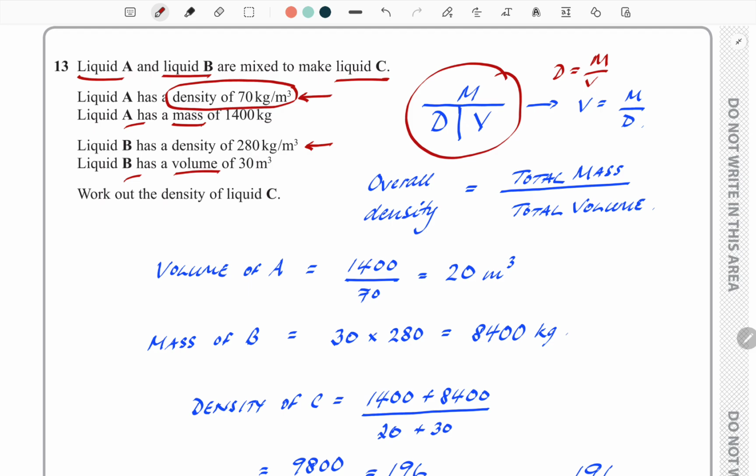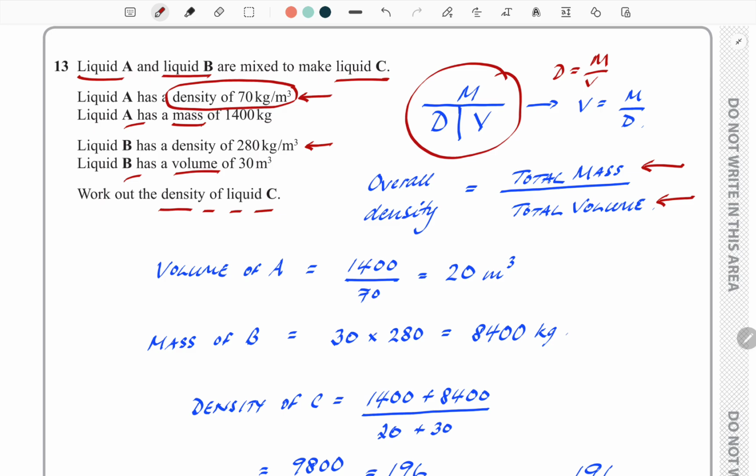Now the next step is they want us to work out the density of liquid C. Liquid C, the overall density, is going to be the total mass of liquid C over the total volume.